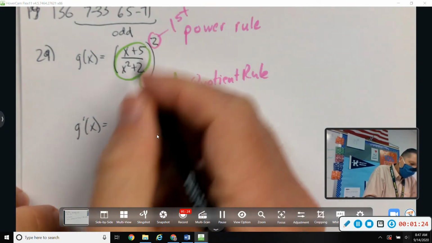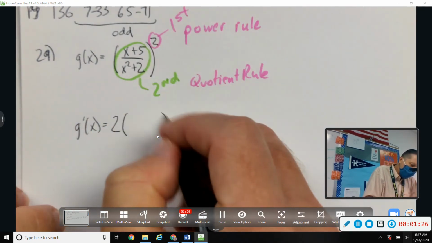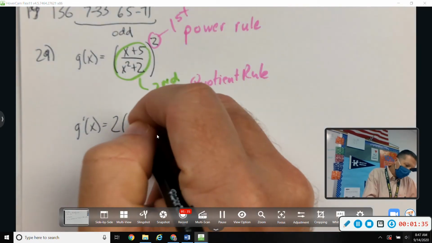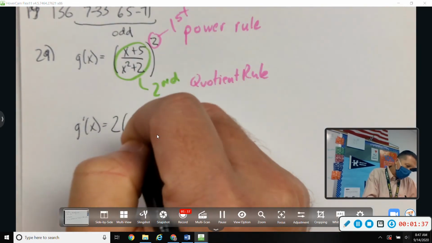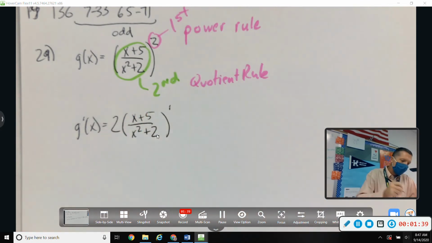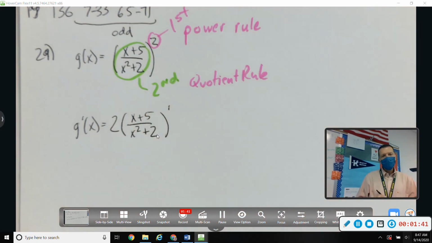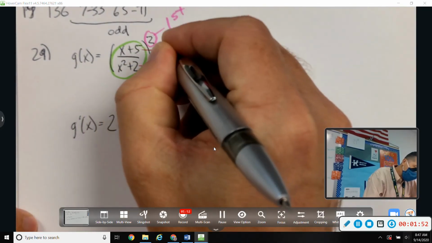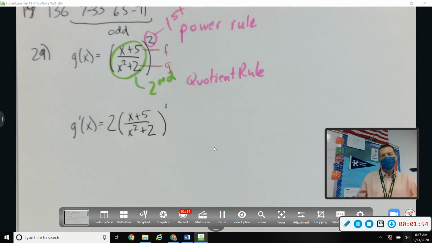So I'm handling the 2 first. So 2 times all of that to the first. And all of that doesn't change because I can only eat one layer at a time, taking care of the wrapper. So 2 times this stuff to the first. And then I need to multiply by the derivative of that stuff, which means I need to do the chain rule. Or excuse me, the quotient rule. Well, I'm also doing the chain rule.